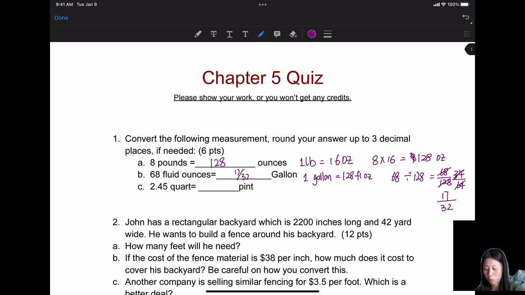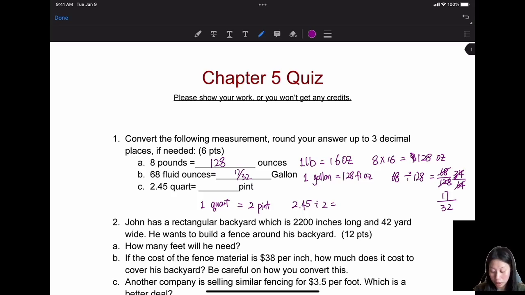So from quart to pint. From quart, we know that 1 quart equals 2 pints. So now we have 2.45 quarts. In order to convert it to pints, from a bigger unit to a smaller unit, we need to use multiplication, right? So I need to use 2.45 times 2.